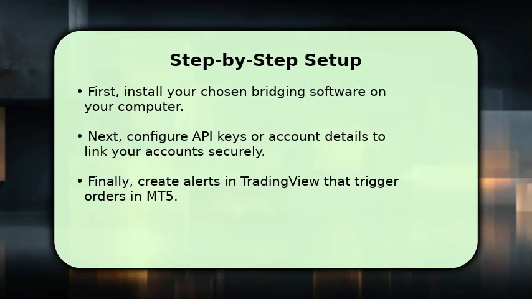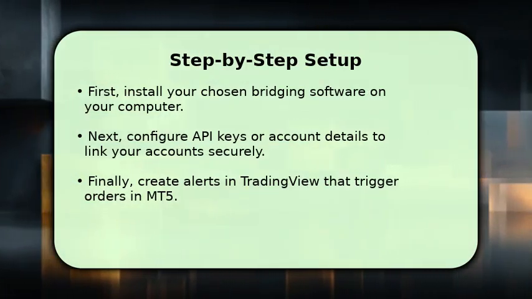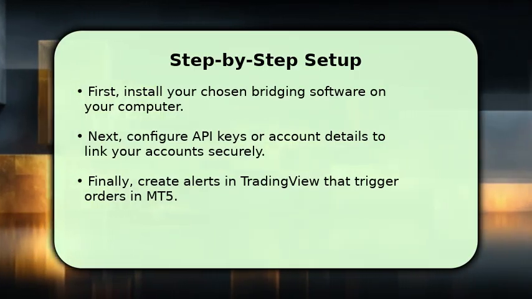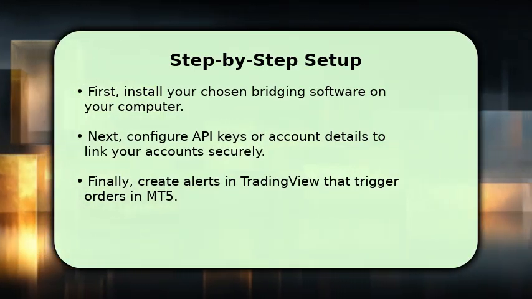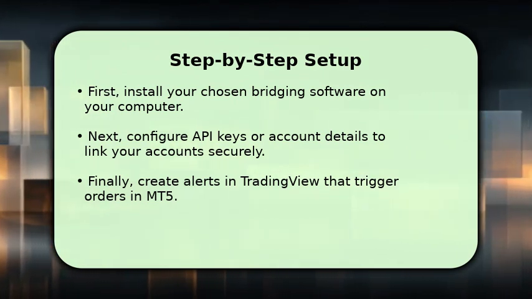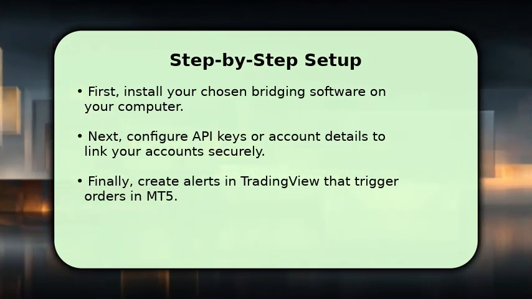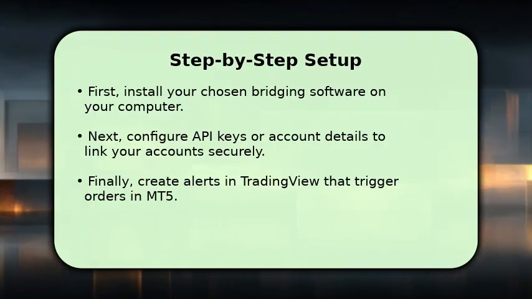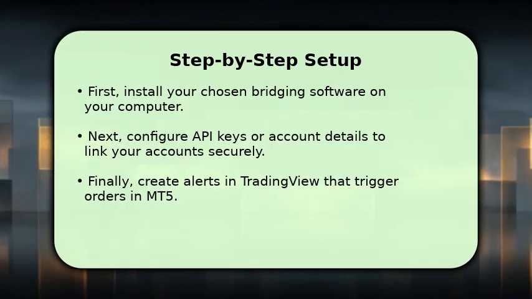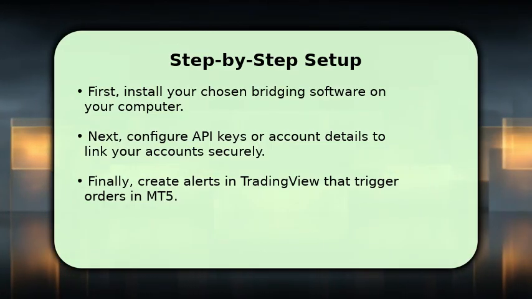To set up the connection, first install your chosen bridging software. Next, configure the API keys or account details within the software to link your TradingView and MT5 accounts securely. Finally, create alerts in TradingView that trigger orders in MT5, ensuring your trading strategy is automated. Always follow the specific instructions provided by your chosen tool.